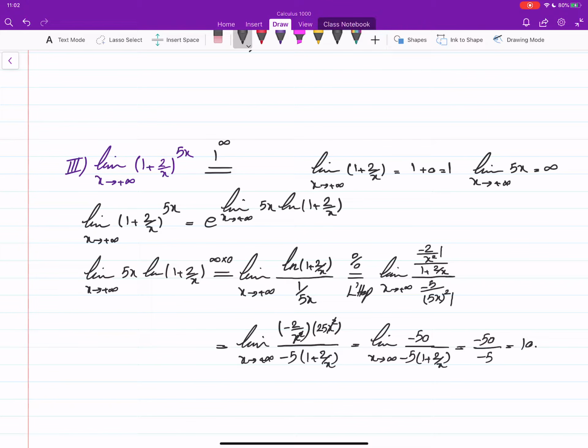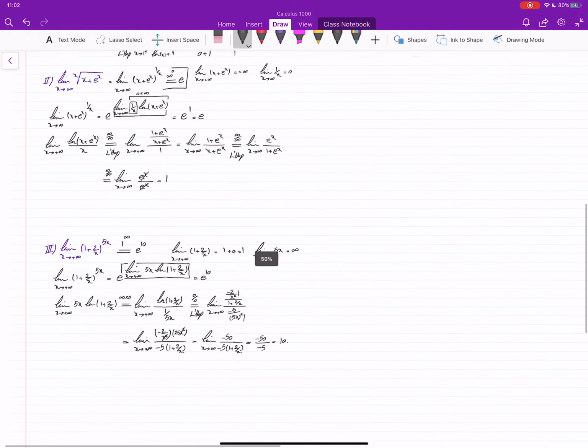It doesn't matter at each stage. Well, it is important, again, to note that what you have found is not the value of the original limit. This is just the power of e, and we found this is e to the power 10 here, then that is the limit, e to the power 10.